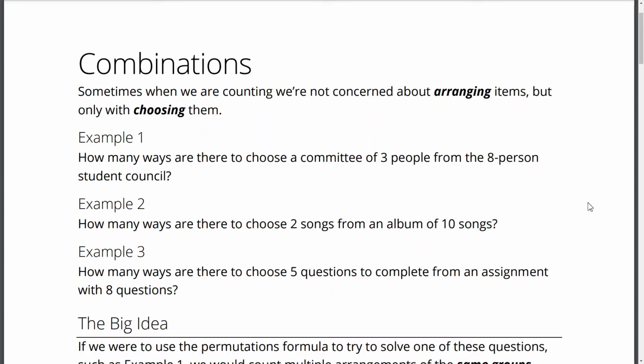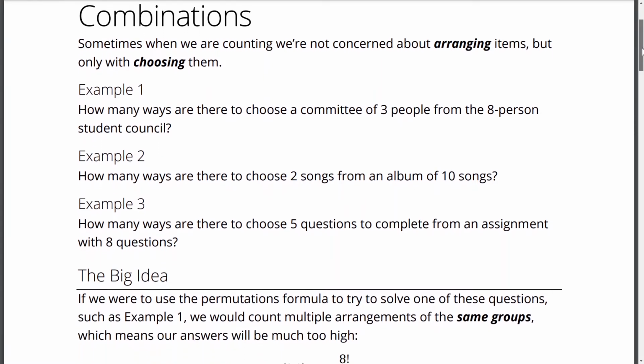Number 3, how many ways are there to choose 5 questions to complete from an assignment with 8 questions? Now, this last one you might think of, well, there is a specific order, the first, then the third, then the fourth, and so on. And so in that case, the order, once again, doesn't matter, or you're not reordering them. You wouldn't want to count different orders of questions as different choices.